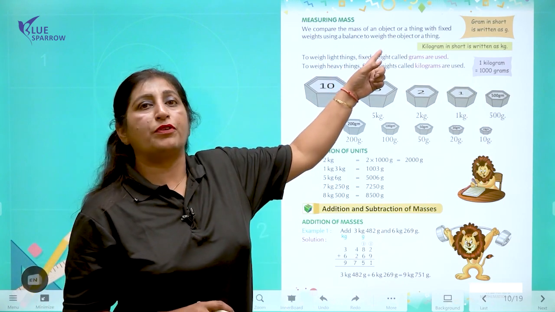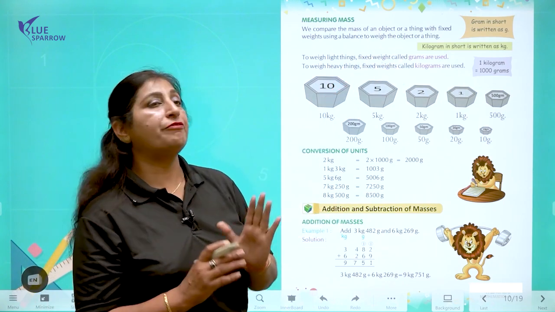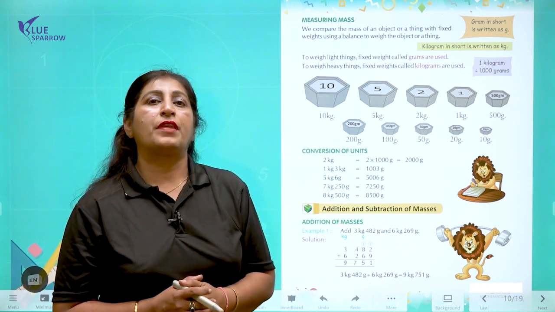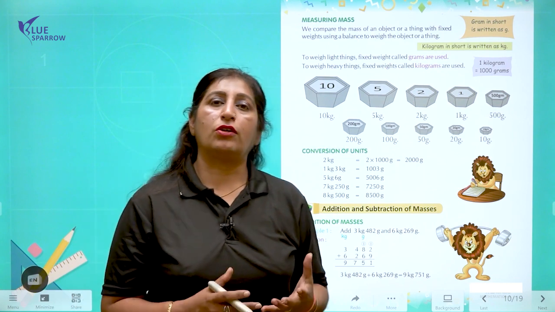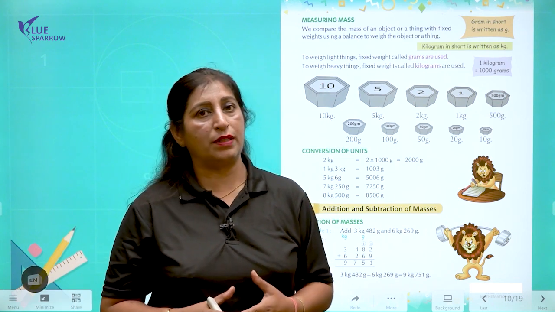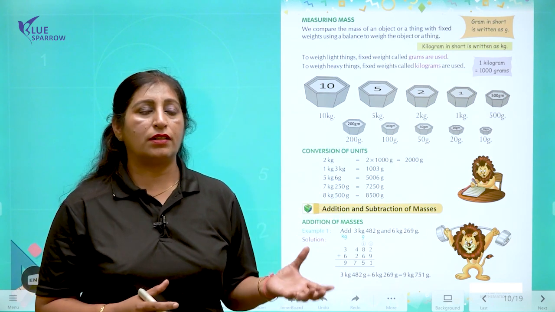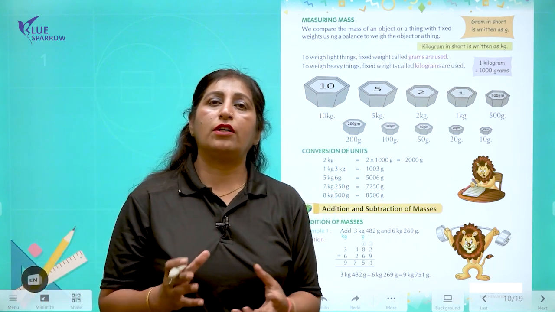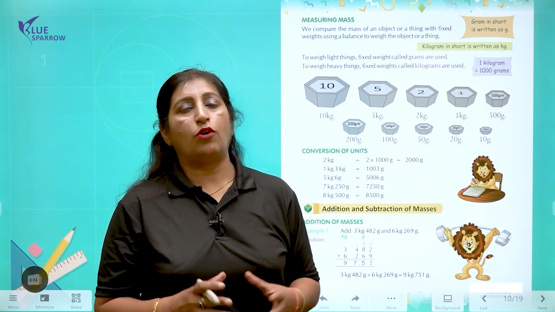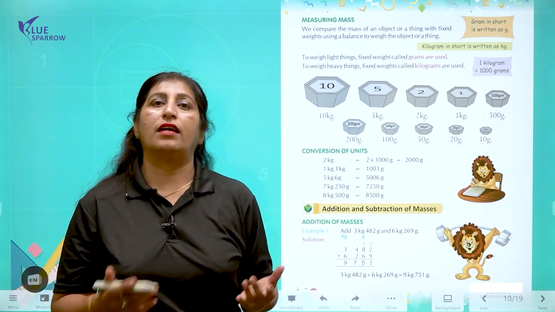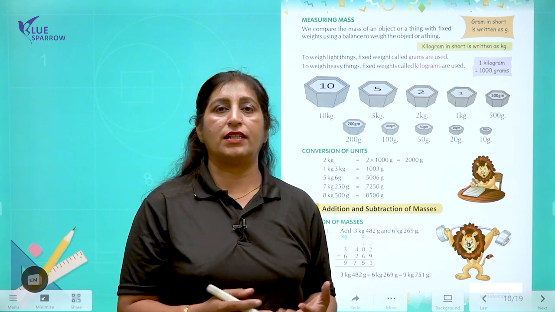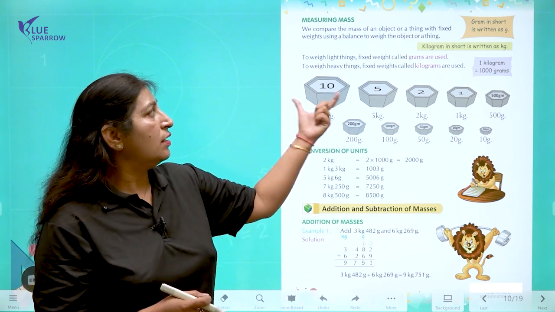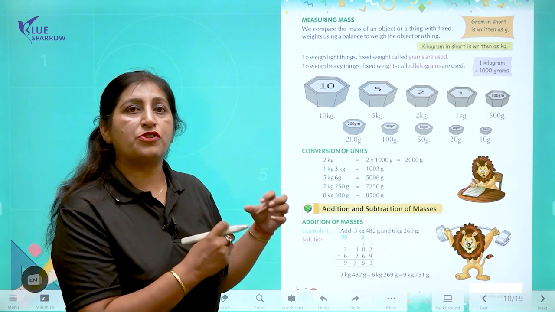We compare the mass of an object or a thing with fixed weights using a balance to weigh the object or a thing. Whenever you go to the market and you want to buy some fruits or vegetables, you know that the greengrocer uses some weights as shown here to weigh the quantity of the things that you want to buy. Like whether they are rice, pulses or veggies or fruits, they are weighed using the weights. Means they are fixed weights.